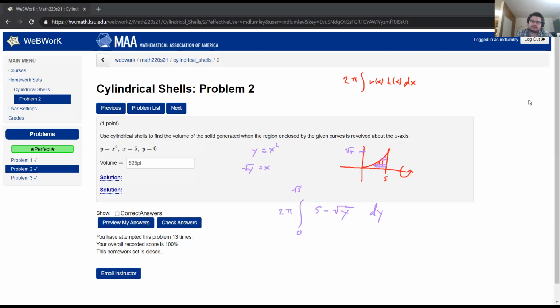Are you following so far? Does it make sense what I'm doing so far? Yeah, this makes sense. Okay. And now that we have the integral set up, we just have to check and see if this evaluates to give the right quantity. Minus, and this is y to the 3/2 times 2/3, plug in from 0 to root 5.